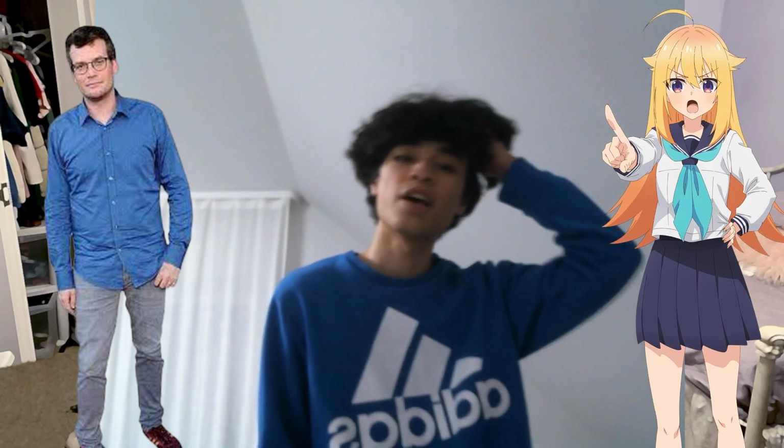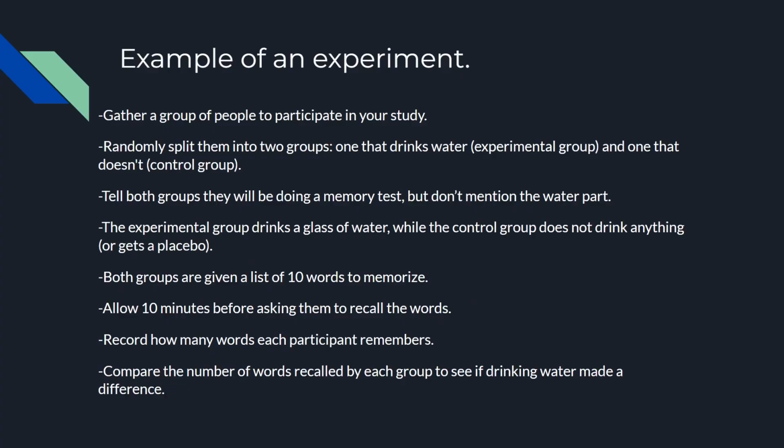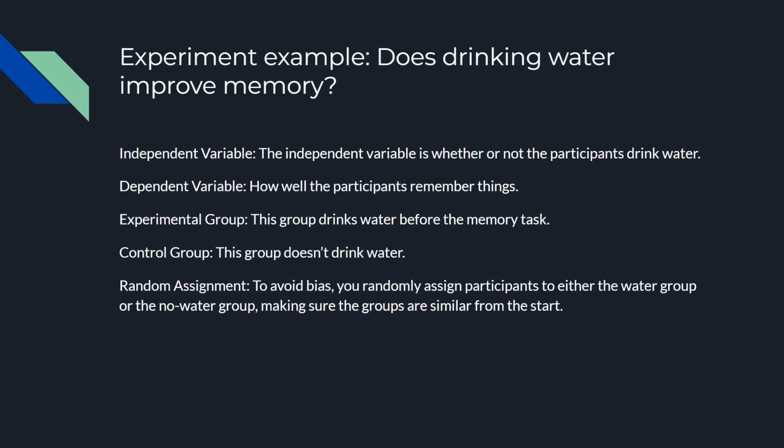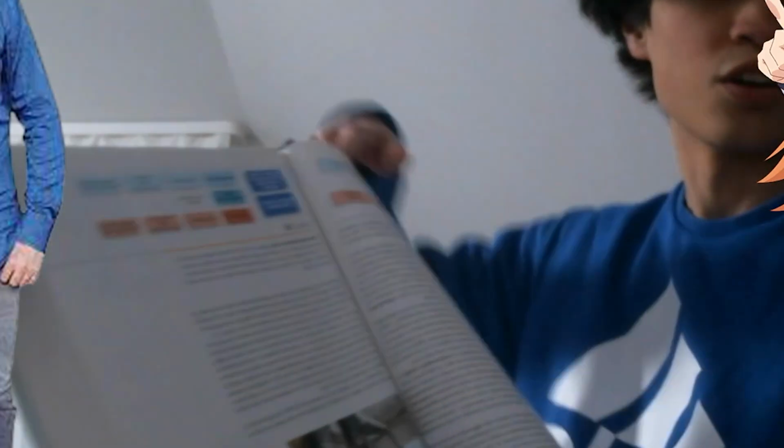And finally, we have random assignment. The groups were split by random, which means, to avoid bias, we randomly assigned participants to either the water group or no water group. Also, here's how the experiment looks right here. You could go to page 49 for that.